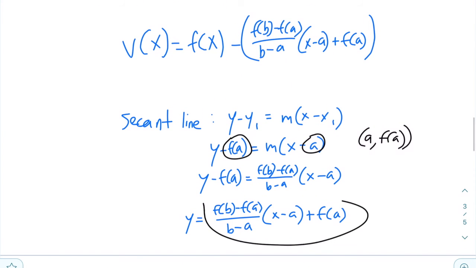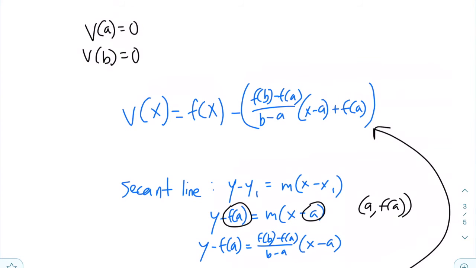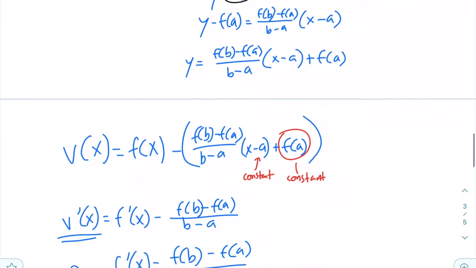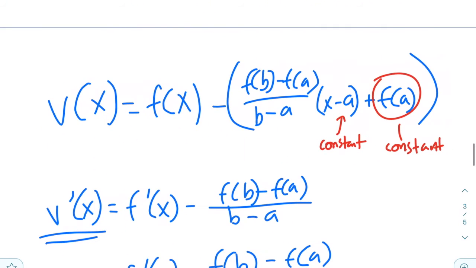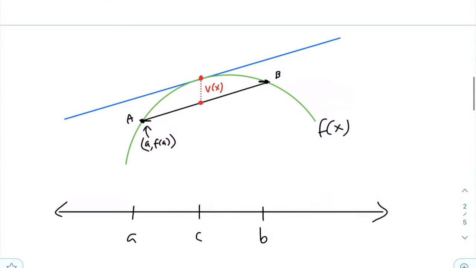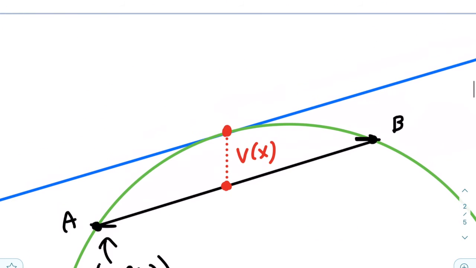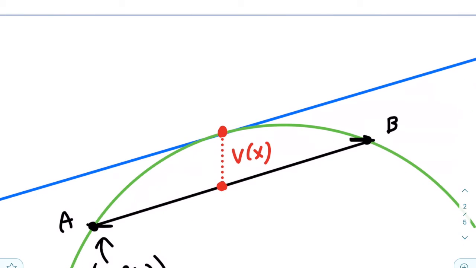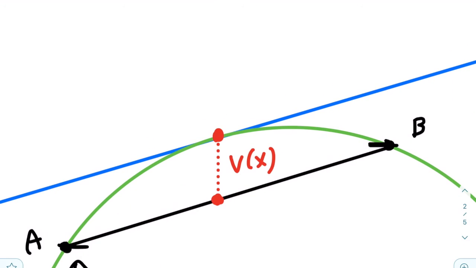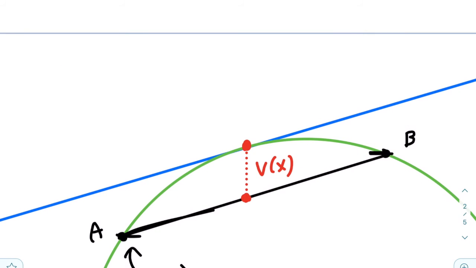Now we can plug this entire equation for the secant line back into the original equation for v of x. But what do we do now? Now that we have this equation, let's just take the derivative of v of x. But why do I do that? Well, we know, and it's kind of evident from the graph, that at the highest point of v of x, that's where the slope at that point is equal to the slope of the secant line.